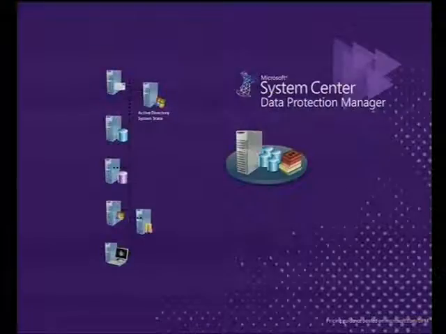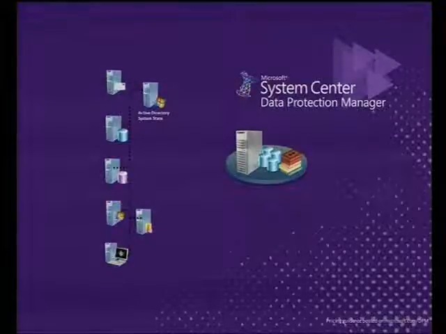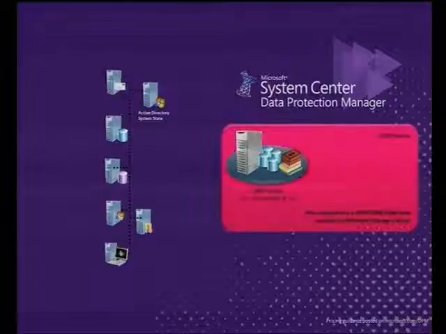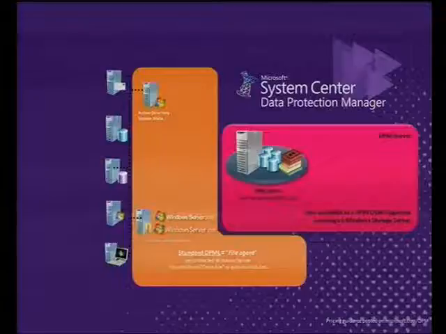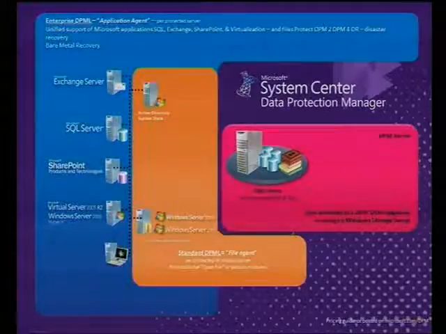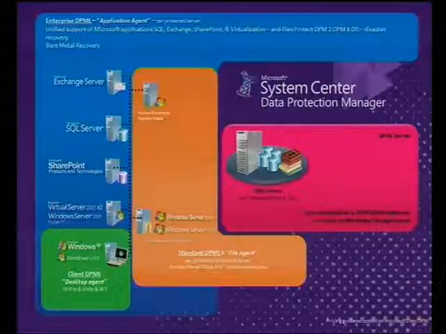With DPM, you've got a data protection agent, a single bit of software that goes out and detects what roles and features are actually installed on the computer that the DPM agent is installed on. The only difference is licensing. With a standard DPML, you can protect Active Directory and Windows file services. With an enterprise DPML, you protect pretty much everything else. And there's also a client DPML.